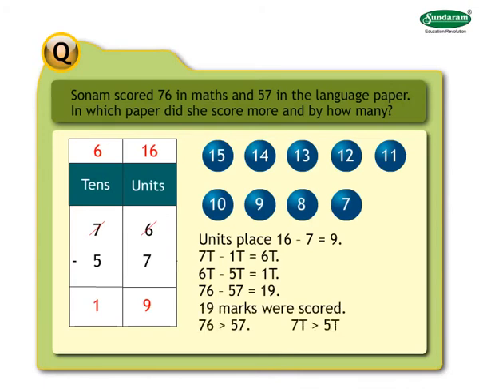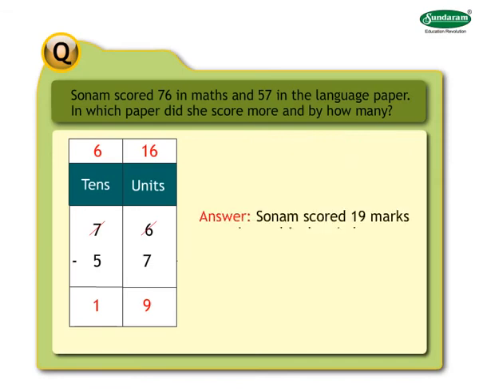Now, 76 is bigger than 57 because comparing tens place, 7 tens is bigger than 5 tens. So, the answer is Sonam scored 19 marks more in maths than in language.